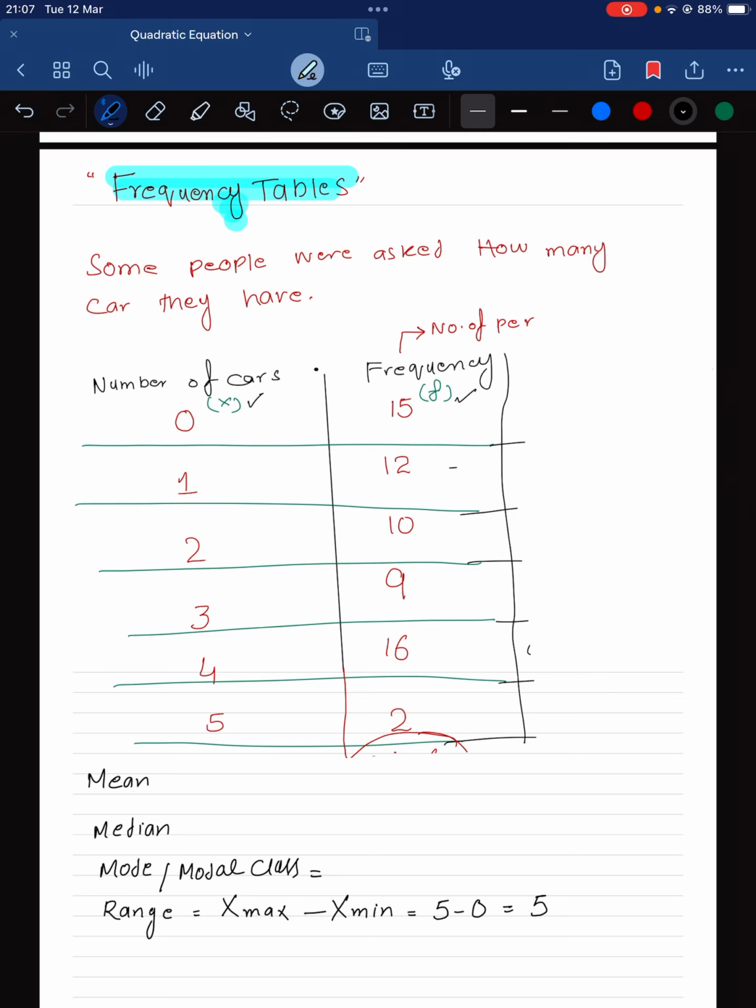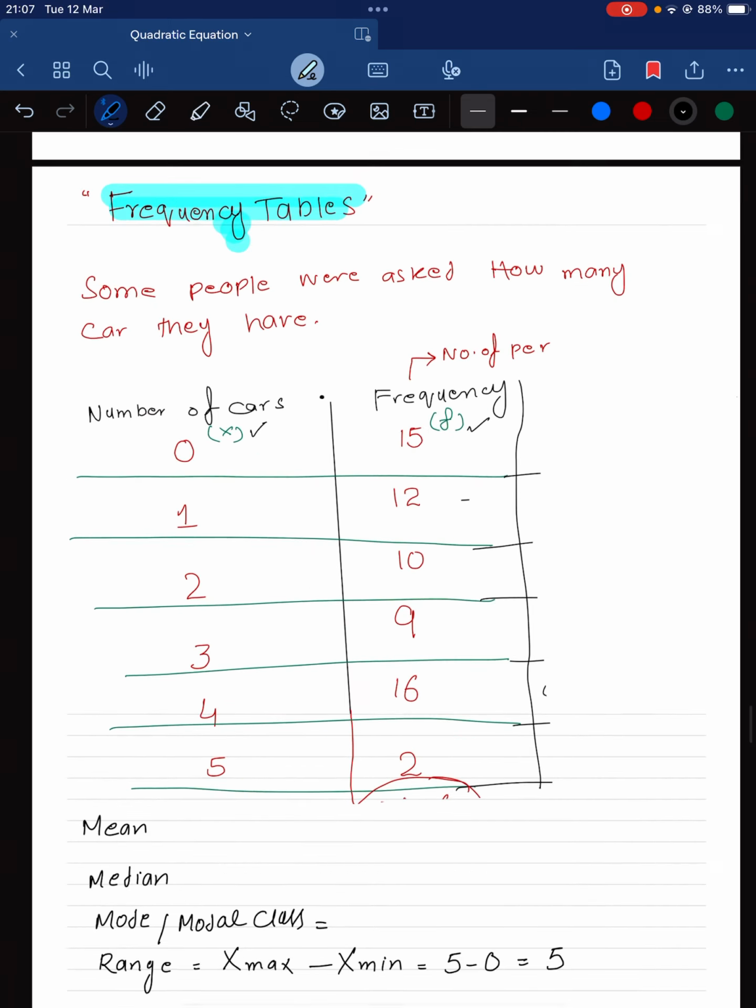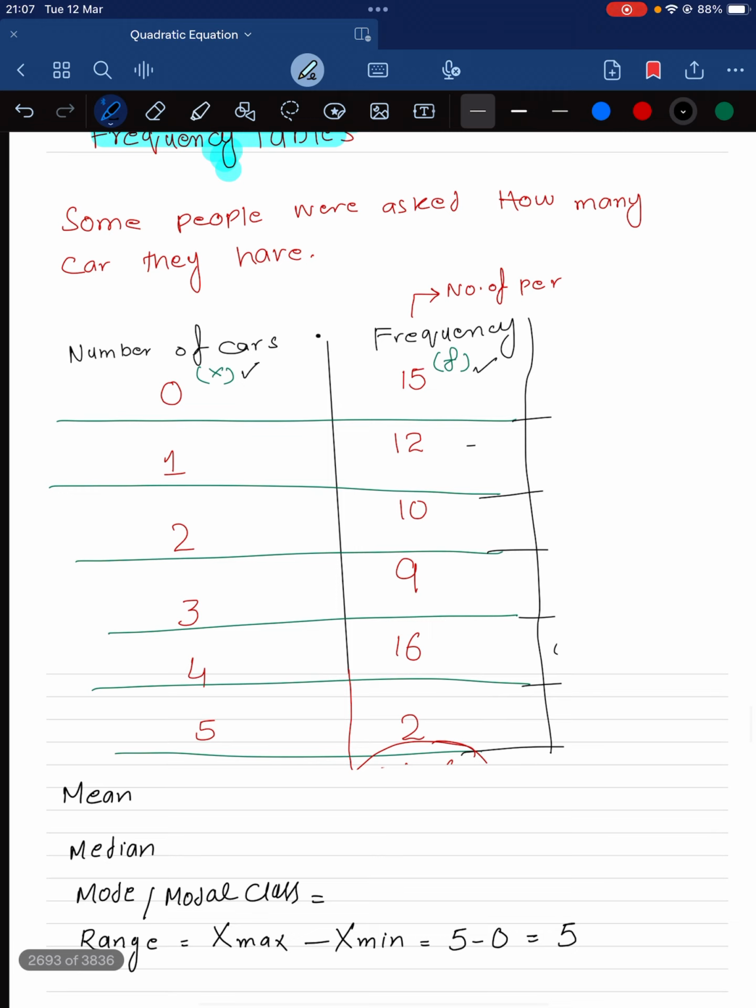And the modal class is the class which has the highest frequency. This is the same thing as we did in the ungrouped data. In ungrouped data, the value which repeats most of the time, we call it the mode.